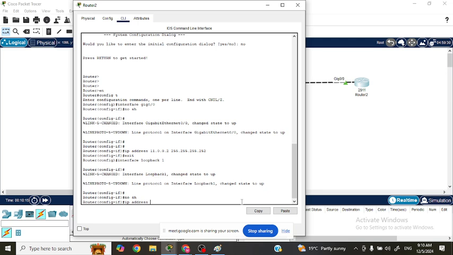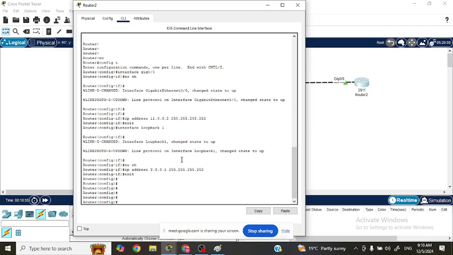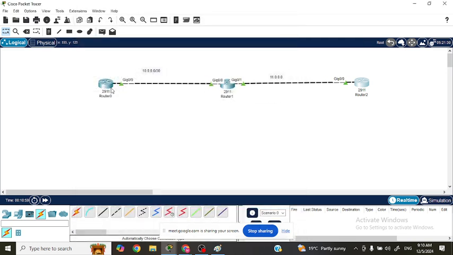So do you guys get the point how to configure the loopback address? What is the command to configure the loopback address? Interface loopback 1, or if you are configuring loopback 2 or multiple loopbacks, then according to the serial number: loopback 1, loopback 2, loopback 3, and so on. 3.3.3.1. Exit. Now we have configured the IP address on each and every interface.